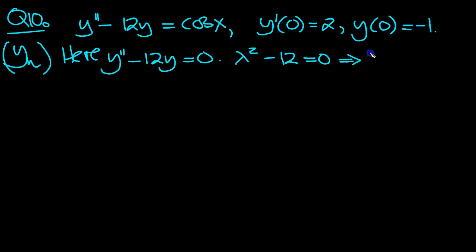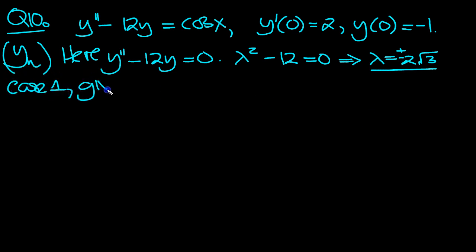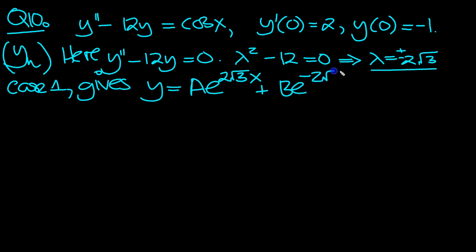So that tells us that lambda is equal to root 12, which is root 4 times root 3. Root 4 is 2, so that's 2 root 3, plus or minus. So we've got our two distinct roots, so it's case 1. Case 1 then gives y equals a e to the 2 root 3 times x, plus b e to the minus 2 root 3 times x. There we go. That's case 1, and that's yh. So we've done that part of the problem.